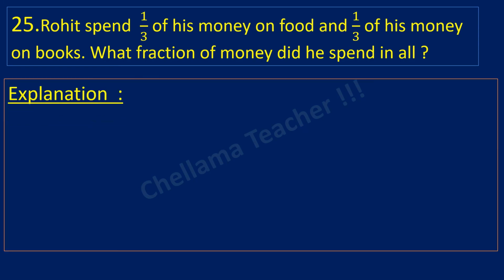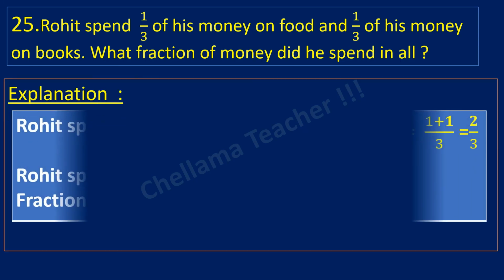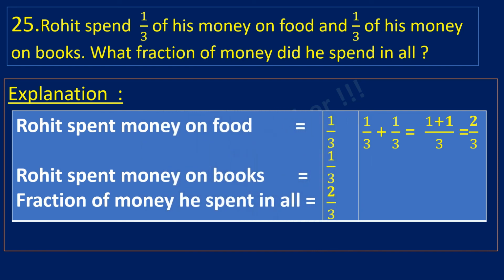Statement 1. Rohit spent money on food is equal to 1/3. Rohit spent money on books is equal to 1/3. Fraction of money he spent in all. That means we have to add these two fractions. 1/3 plus 1/3 is equal to (1 plus 1)/3, which is equal to 2/3. So altogether he spent 2/3 of the money.